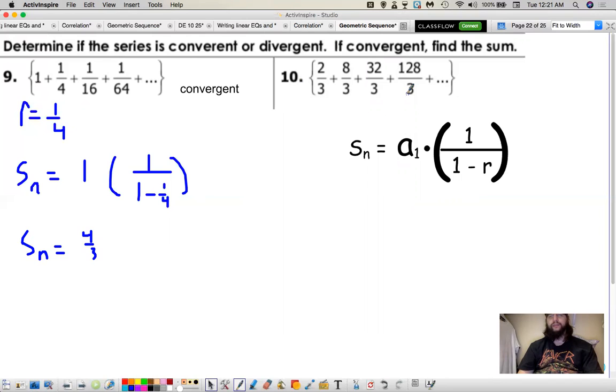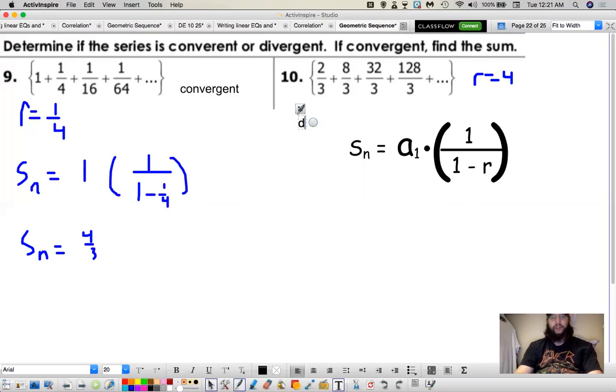Let's see right here. I'm multiplying by 4, aren't I? Yep, I'm multiplying by 4. So guess what? This one is divergent. How do I know? r is bigger than 1.